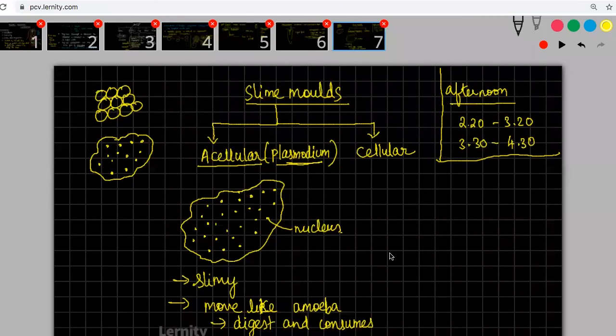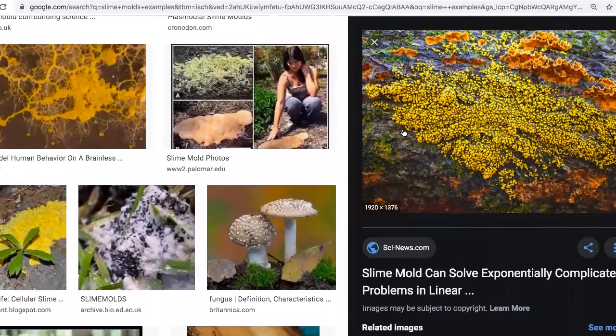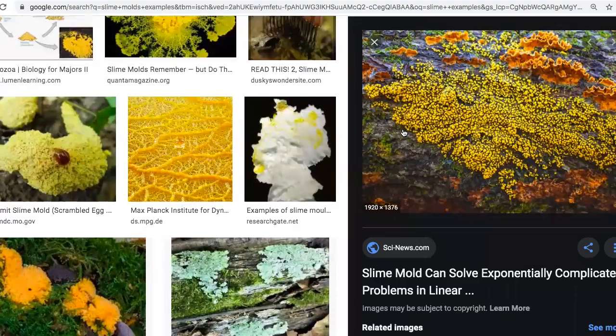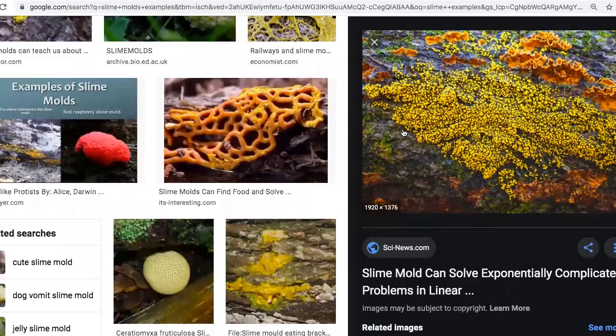What do they eat? As I told you, they live on wooden plants, woody plants, which means they will try to rot that wood and then eat it. That is their food. Yes, they will have a cell membrane. Obviously, they will have a cell membrane.